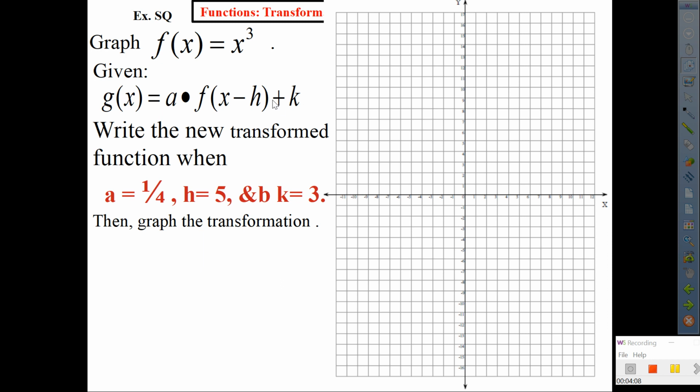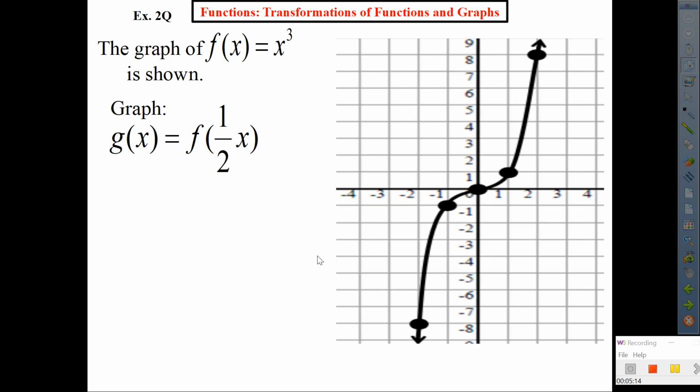Today we're going to look at something different that looks like this. On your graph paper, copy this graph, please: -2, -8; -1, -1; 0, 0; 1, 1; 2, 8. It says the graph of f of x equals x cubed is shown. Graph g of x equals f of 1/2 x. So they want us to do that transformation. We'll copy that first, and I'll give you some time for that.